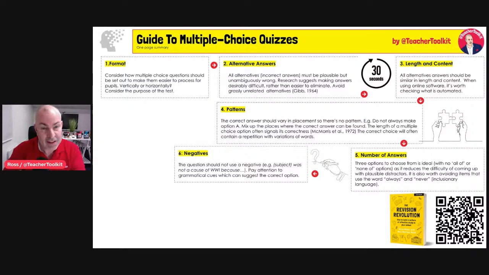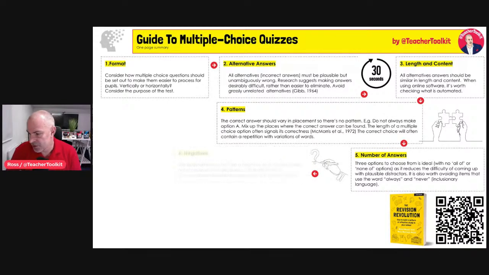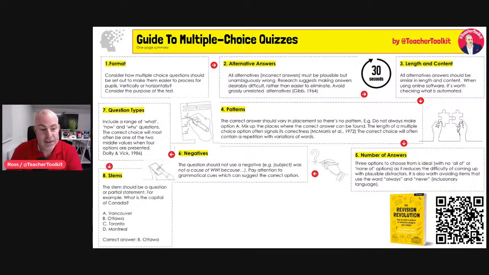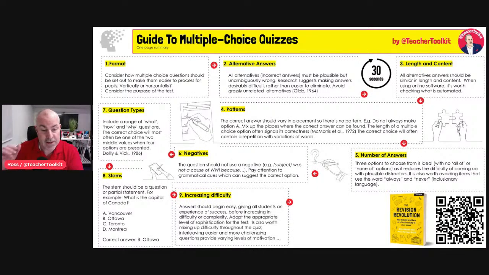Think about the negative questions. So, for example, a double negative, or pay attention to grammatical cues, which is often another tip worth considering. Think about questioning types. So what, why, how questions. The correct choice is often one that's placed in the middle value. So there's lots of research of reference in here. STEM questions, and also increase in the difficulty.